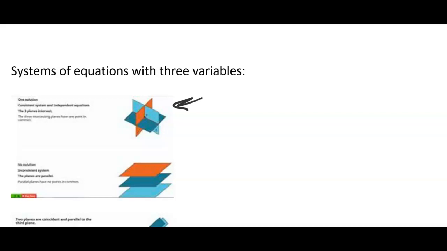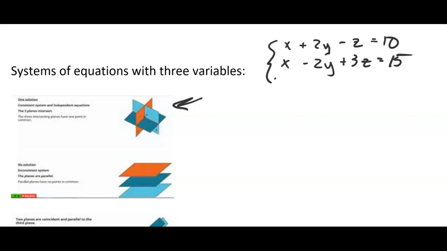And a system of equations with three variables, you're going to see them because we're going to solve them, but you might have something like x plus 2y minus z equals 10, and then you might have x minus 2y plus 3z equals 15, and you might have negative x plus y minus z equals 27 or something like that. Anyway, that's just an example. I'm just making stuff up.